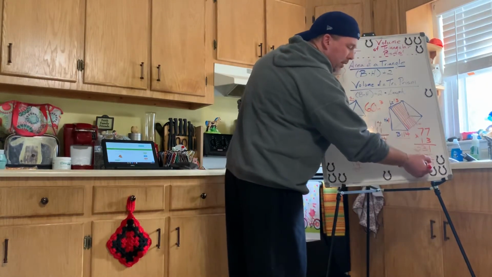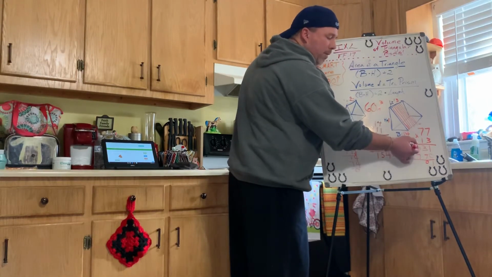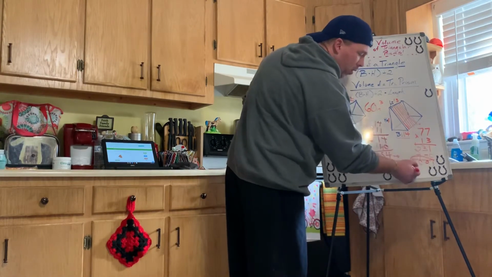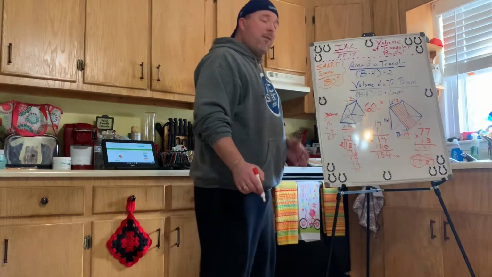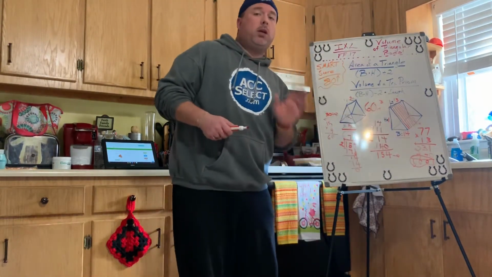3 plus 7 is 10. We carry a 1. 7 plus 2 is 9. 9 plus 1 is 10. We carry a 1. It drops. Wow, look at that. We have a volume of 1,001 cubic units.